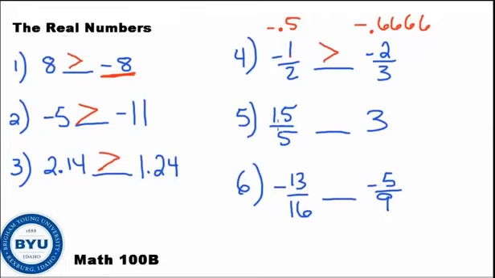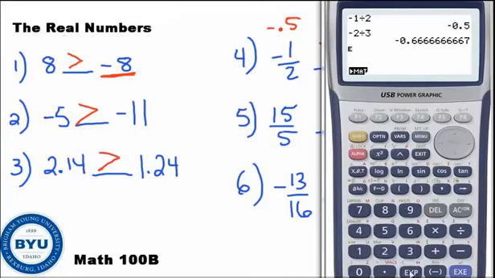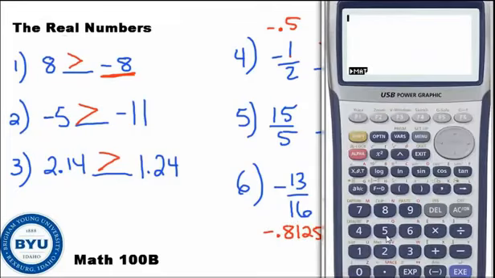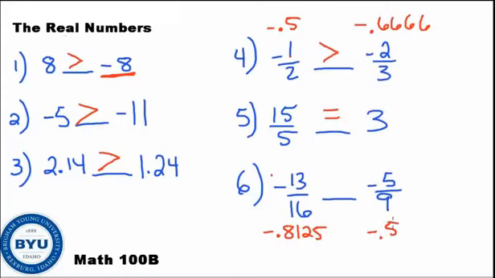Here you can simplify 15 over 5. That just simplifies to 3. This one is equal. And this last one here, these fractions again, I'm going to go ahead and convert those. I'm going to do negative 13 divided by 16. I'm going to get this decimal form here. That's negative 0.8125. And negative 5/9. So negative 5 divided by 9 comes out to be negative 0.5555. And that is greater than negative 0.8125.